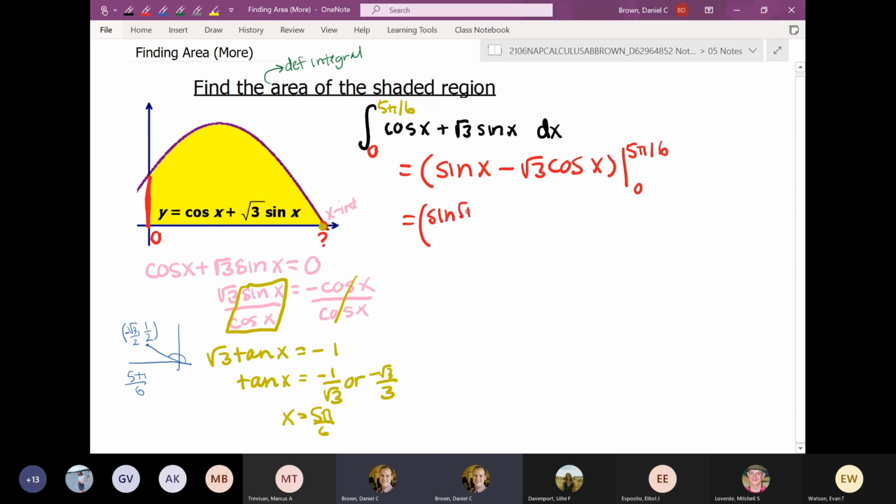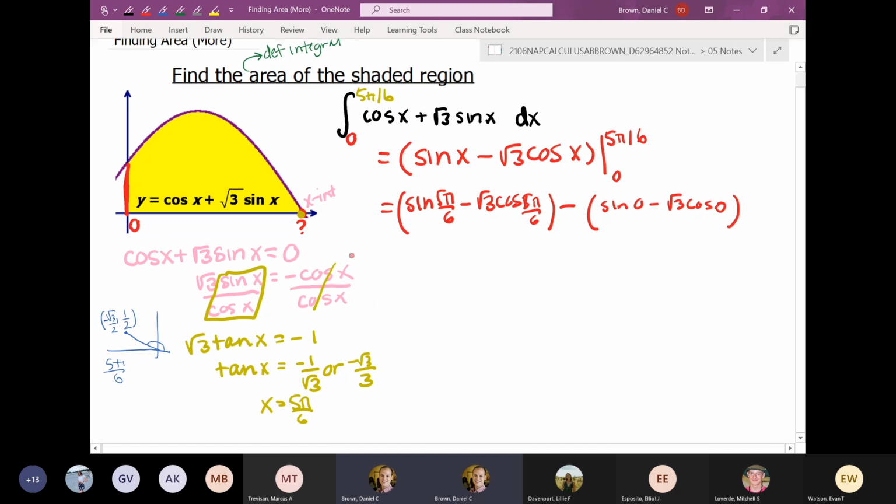So I'm going to have the sine of 5 pi over 6 minus the square root of 3 cosine of 5 pi over 6, minus the sine of 0, minus the square root of 3 cosine of 0. Those parentheses are important, just to make sure I don't mess anything up. The sine of 5 pi over 6 we said was 1/2 already, minus the square root of 3. The cosine of 5 pi over 6 is negative root 3 over 2, minus sine of 0, cosine of 0 is 1.